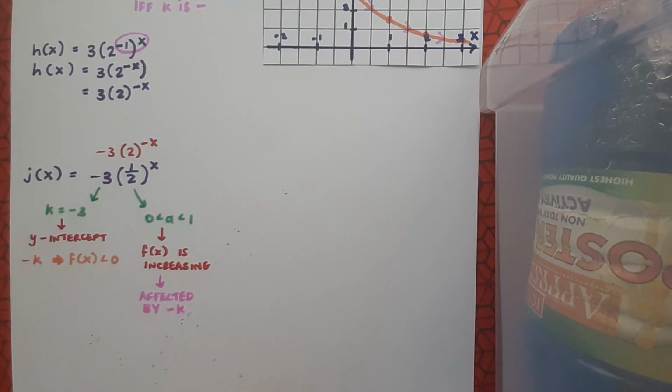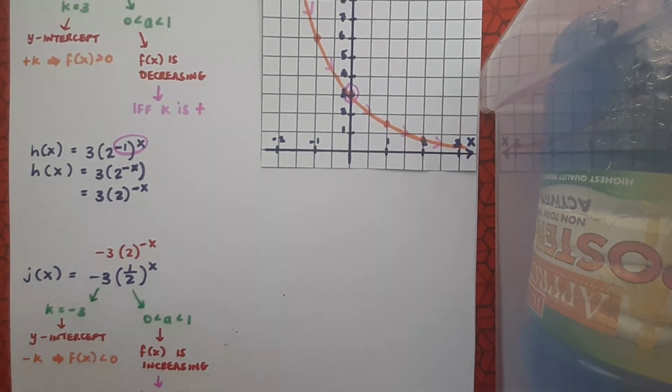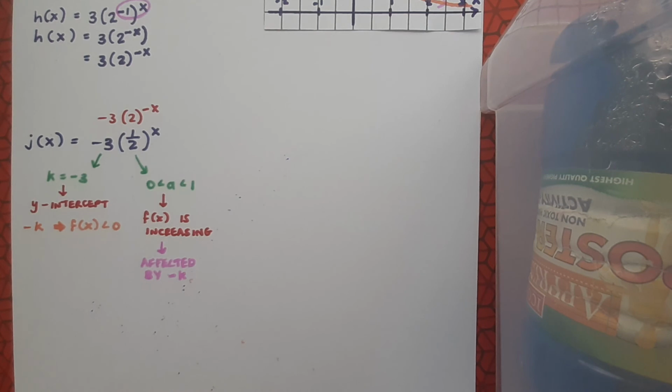Sorry, I've just realised I had a slight error further up the page there. It should say back up here in h of x, if and only if k is positive. My mistake. Okay, so we're going to have a function that is increasing.